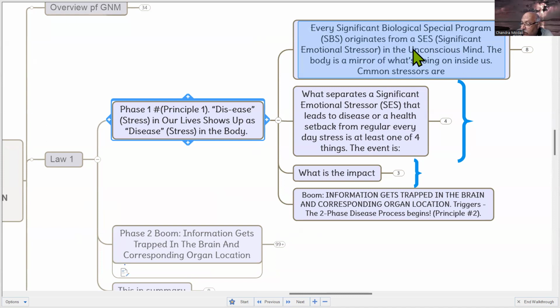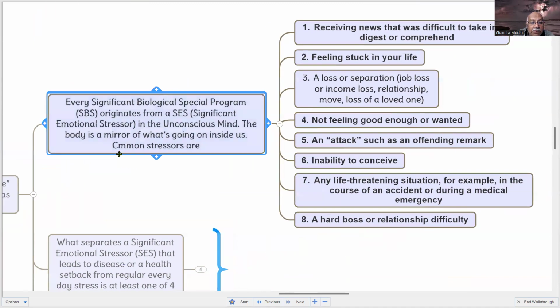This is one of the influencers in the unconscious mind. What is the unconscious mind? How would you classify an unconscious mind? Is a habit a conscious or unconscious mind? Unconscious mind, correct. You started, you repeated, you handed it over to the unconscious mind. It has gone into the unconscious mind. The body is a mirror of what's going on inside us. Correct?